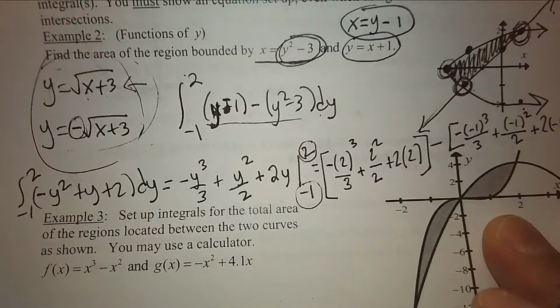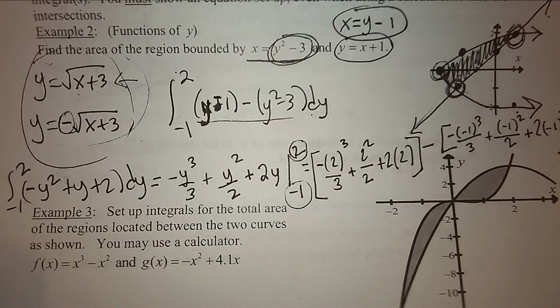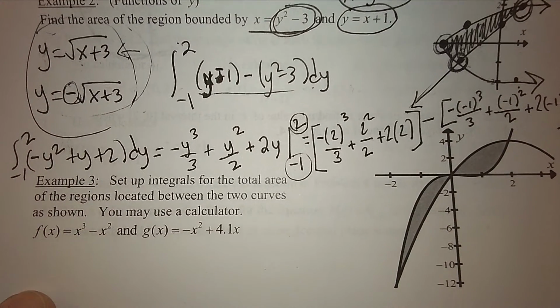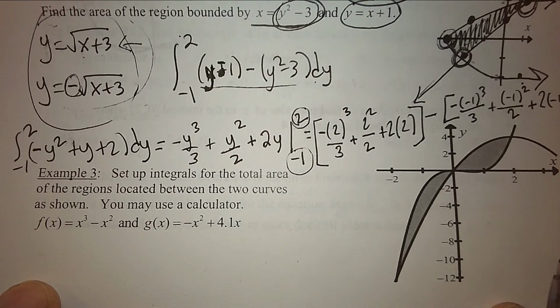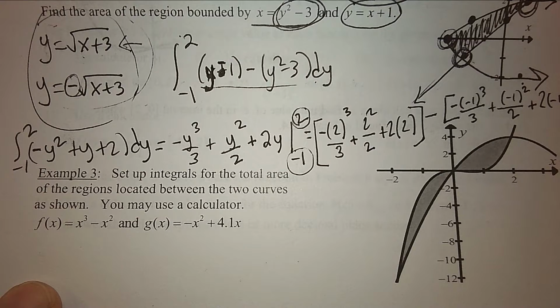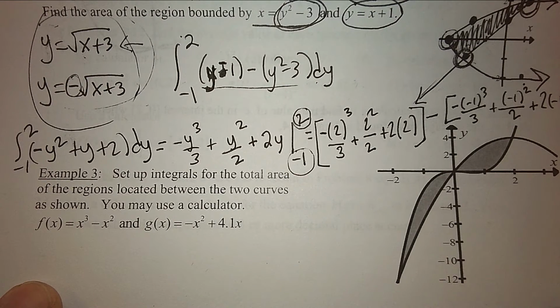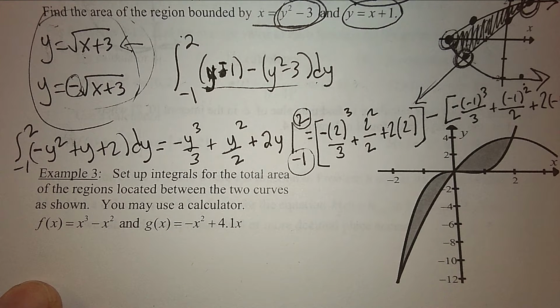Let's look at example number 3. And again, if I went too quickly with the calculator, all you do, of course, is press pause and make sure you know where the buttons are. And if you have more questions, come in at lunch or whatever, or even in class, and we'll figure out how to set things up. It says, set up integrals for the total area of the regions located between the two curves, as shown. It says you may use a calculator to do it.